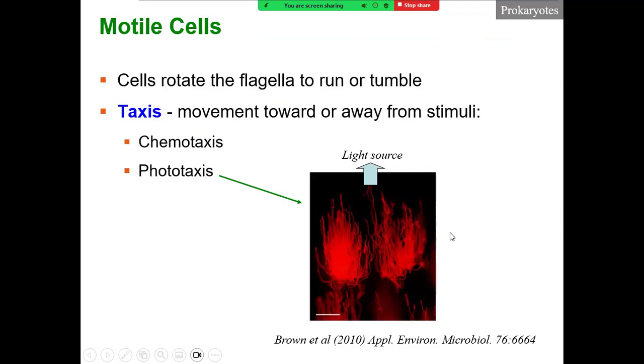So if cells are motile, meaning they can swim, rotate, run, or tumble, they have at least one flagellum. If they can move, that's called taxis, the movement toward or away from a stimulus. Here we have a light source up here, and these cells are swimming away from the light. So that is phototaxis, meaning they are responding to the stimulus, in this case, light, photo. And these cells are not photosynthetic because they're moving away from the light.